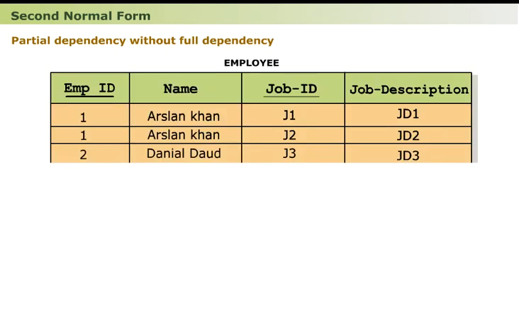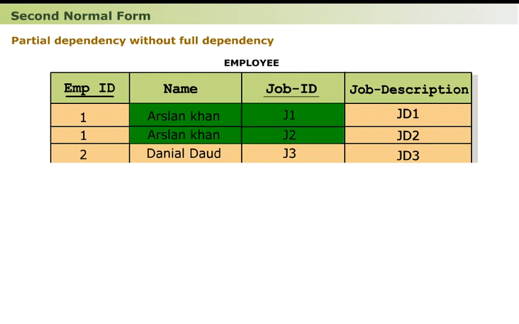Consider the employee table with an assumption that a given job may be assigned to only one employee, but an employee may be assigned many jobs, as shown. Dear learners, the table is in the first normal form because there is no multi-valued attribute. Let us evaluate the table for various anomalies.